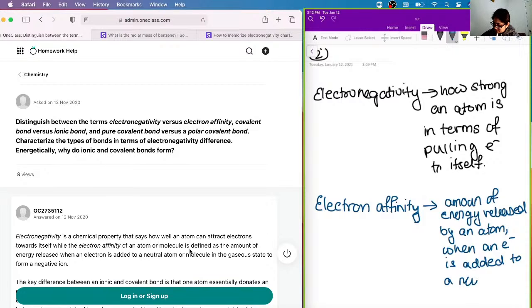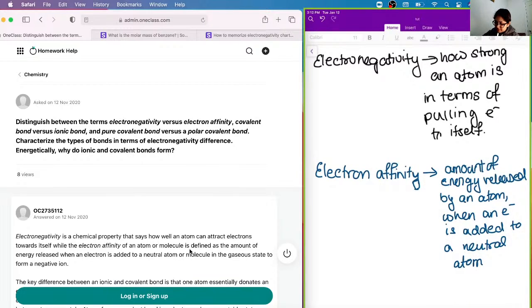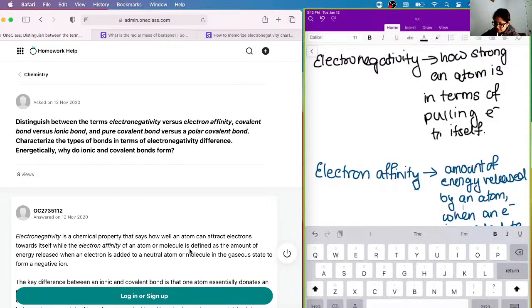Right? In this case, you are measuring a neutral atom or a gas. Okay, so in this case, you can see how electronegativity differs from electron affinity. This is where you are basically calculating how strong the atom is, whereas electron affinity is more of the energy. We're talking about energy. And so this is basically the key difference between the two.